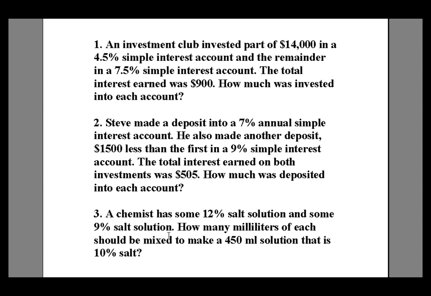All right. And number three, the percent mixture problem. Take a look at that. A chemist has some 12% salt solution and some 9% salt solution. How many milliliters of each should be mixed to make a 450 milliliter solution that is 10% salt? All right, so we're mixing 12 and 9 to get 10% out of that. All right, so you can figure out what we need in that situation.